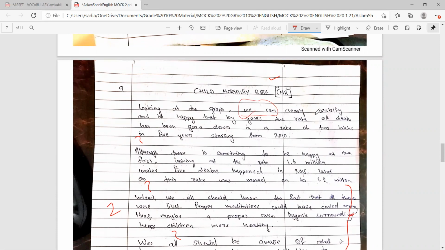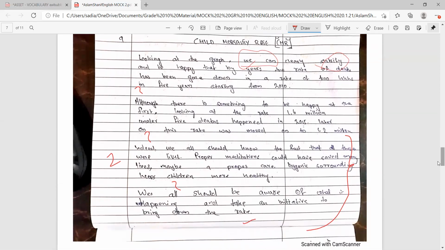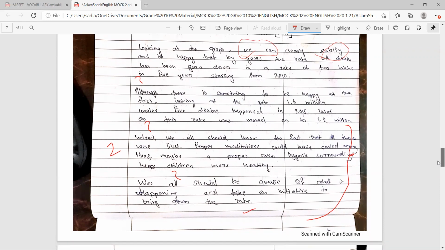Clearly satisfy and be happy, that by years the rate of. Now the very first line should be an overall statement, what does the graph depict. The second statement is overall, that means the majority part, what is given over there. Then you select part from the graph and then try commenting on it, drawing a comparison. Then select some other aspect, lower aspect, and draw a comparison. At the end, conclude what is your overall statement.